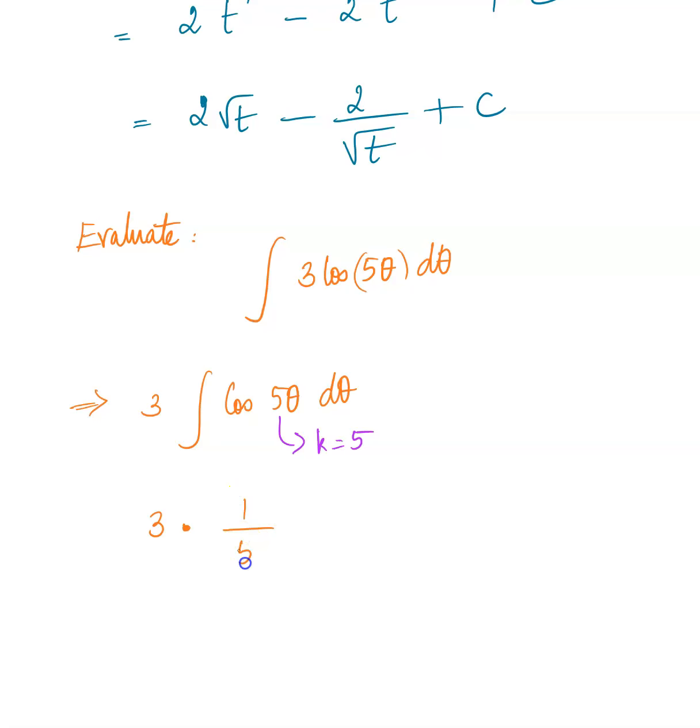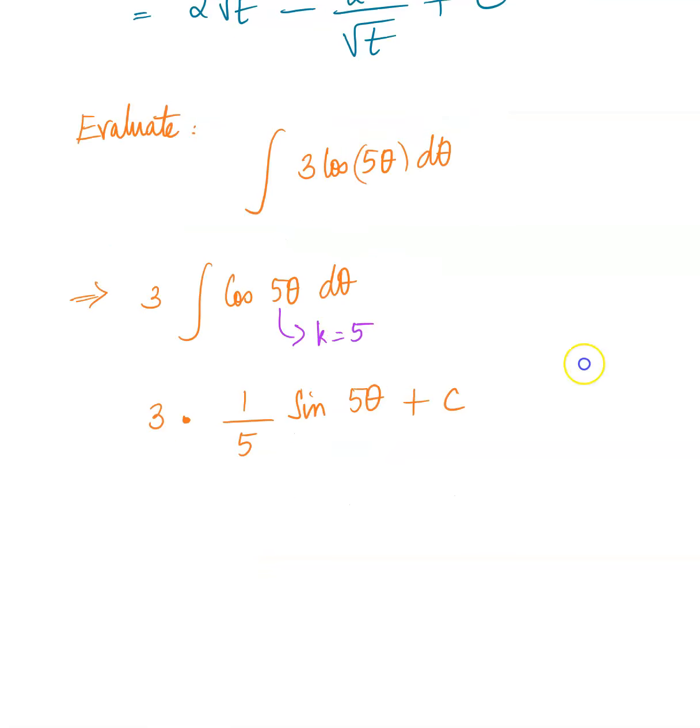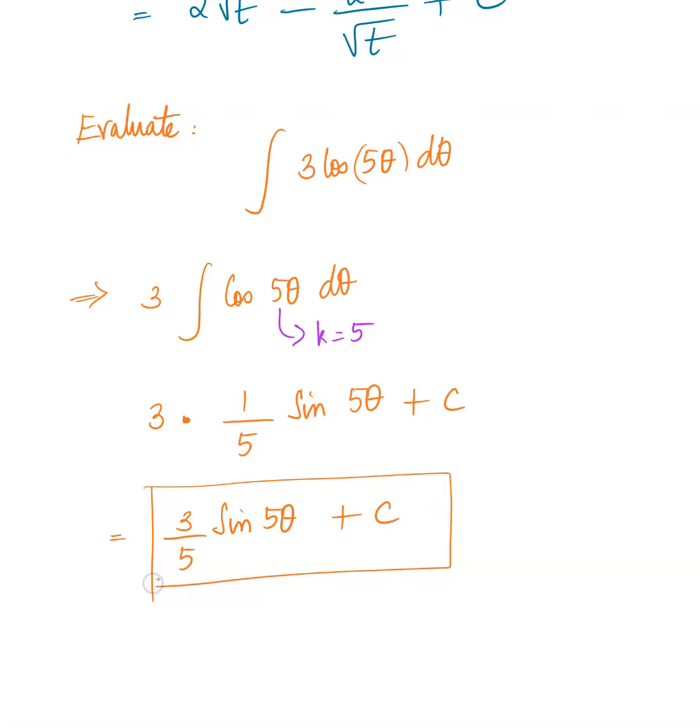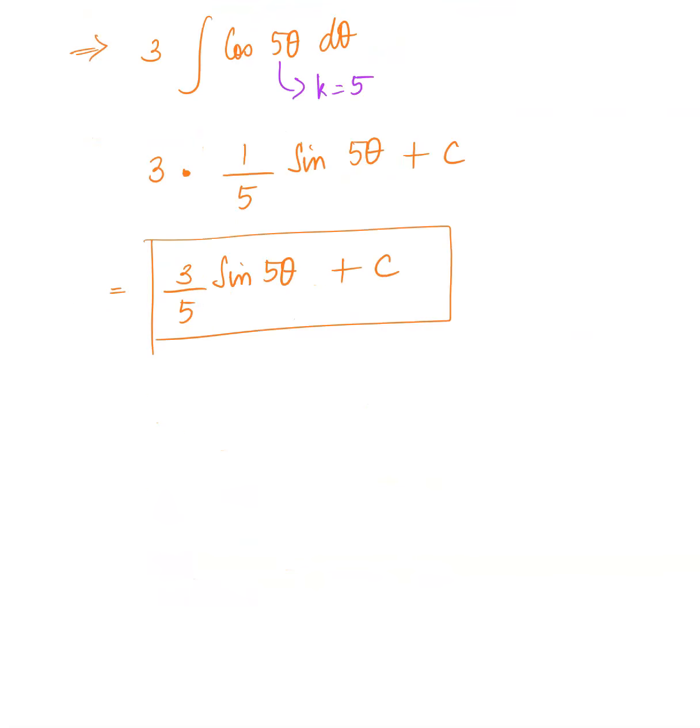1 over 5 sine 5 theta. That's it. So that's going to be 3 over 5. Shove them all together always. Don't just leave them hanging like that. Okay, we'll do something else. It's a little different.